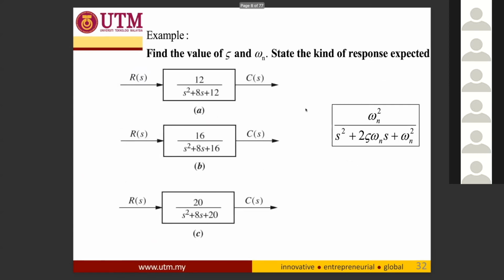Right. So you are given 3 examples. Find the zeta and omega n. Use my method just now. Okay, so kita buat sama-sama.